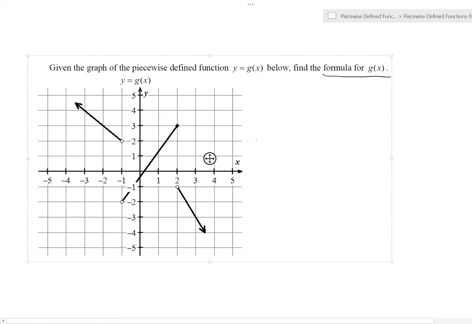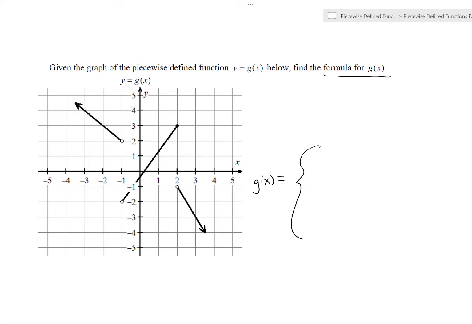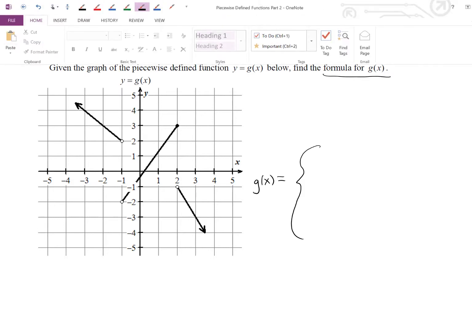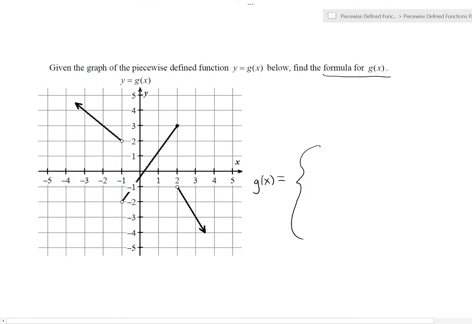So on the side here, we're going to start constructing the rule of our graph. It's called g of x, and it has 3 rules. Oftentimes if you're asked a problem like this, it's nice to first find the intervals for which the rules are defined, and then get the rules. Okay, we have 3 different rules here given the graph.